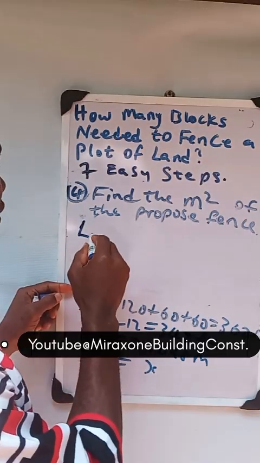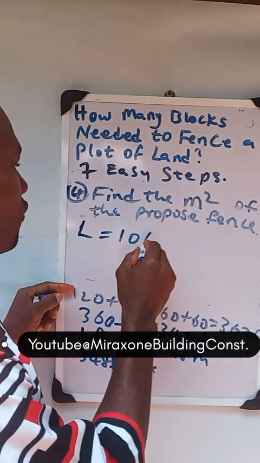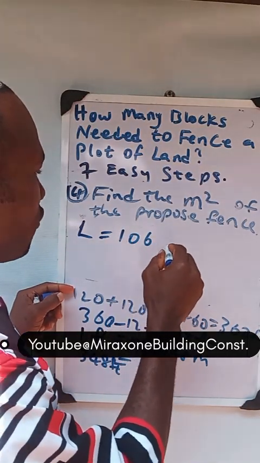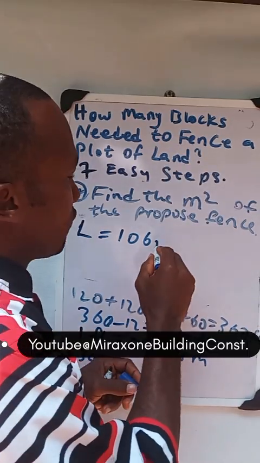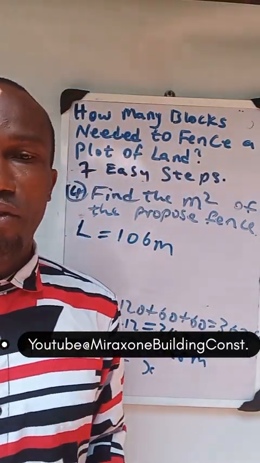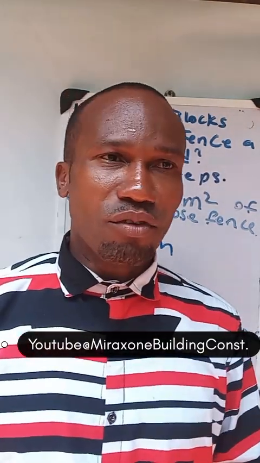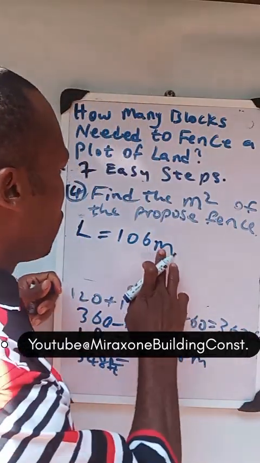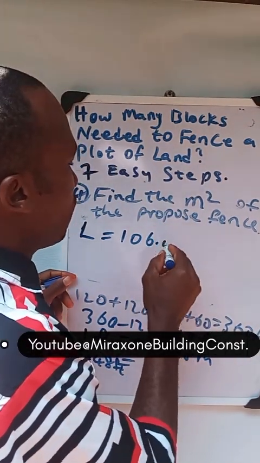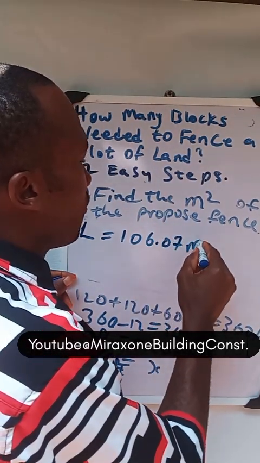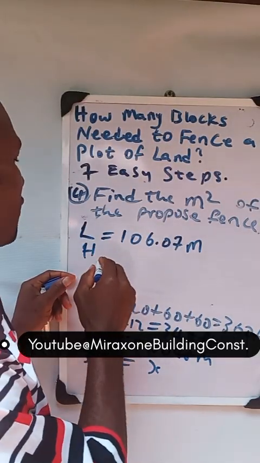What do you have? Okay, that is the length is equal to 106. Are we going to put a point? Okay, 106. Let's make it up to two decimal places. 106.07 meters. That is the length, then the height.